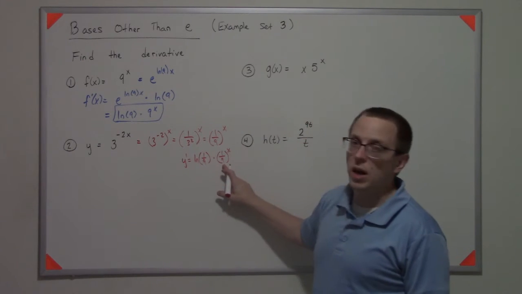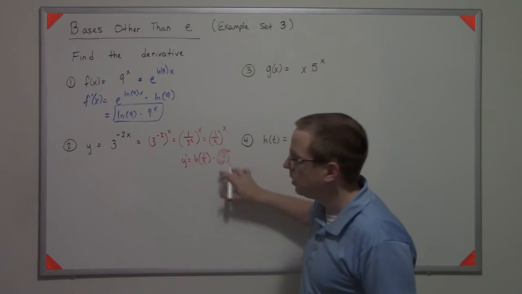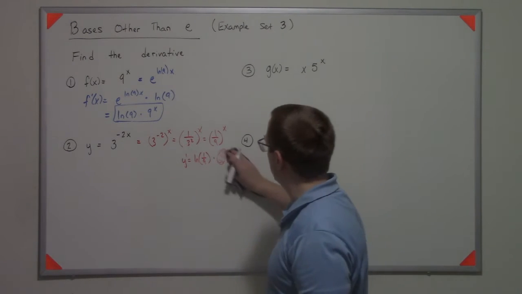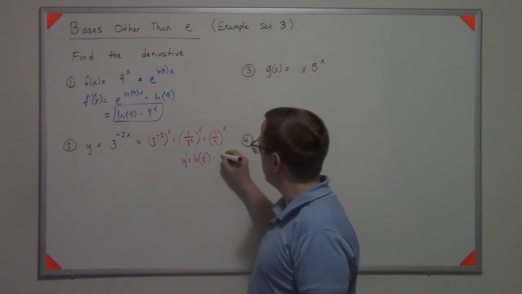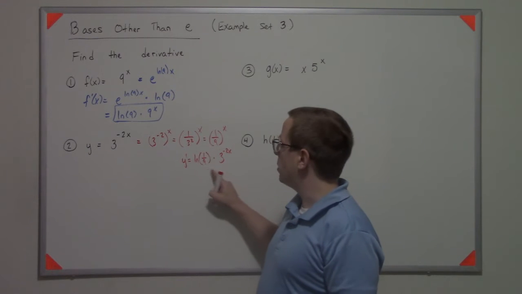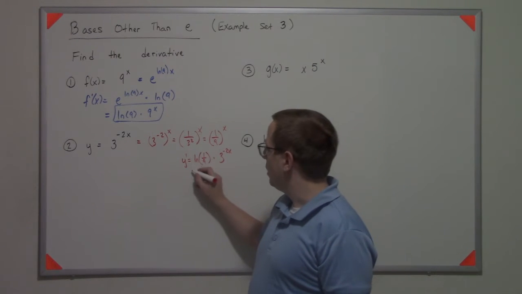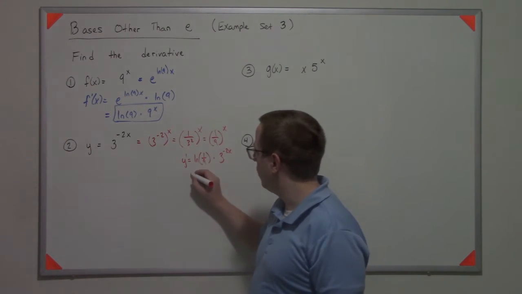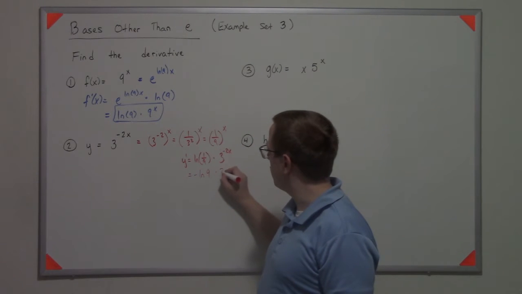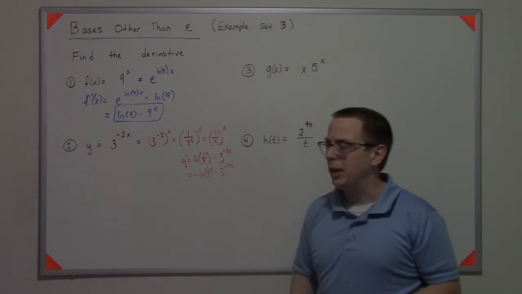And I know that 1/9 to the x is 3 to the negative 2x. So that's one way to do it. And then this is actually negative natural log of 9 times 3 to the negative 2x. So that's one way to do it.